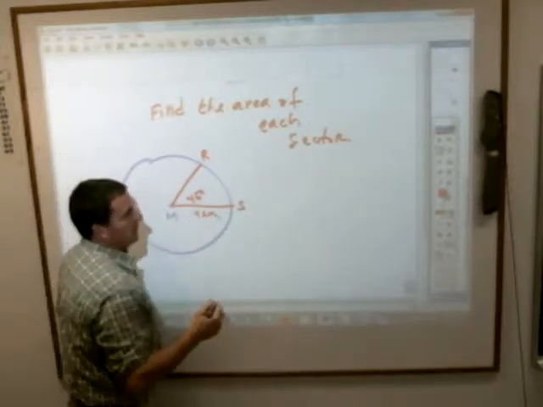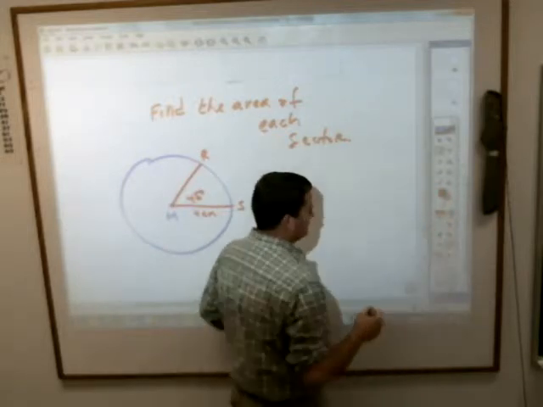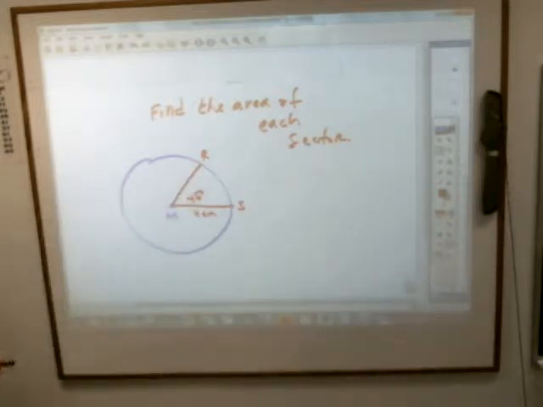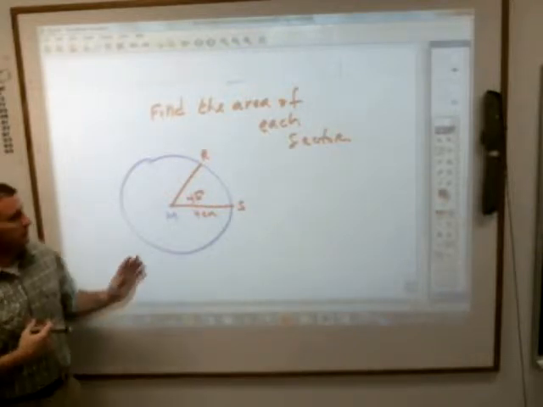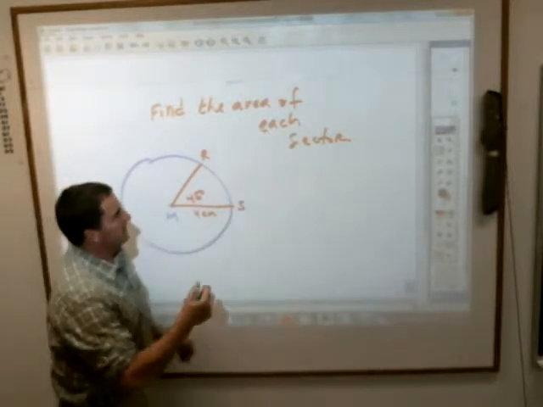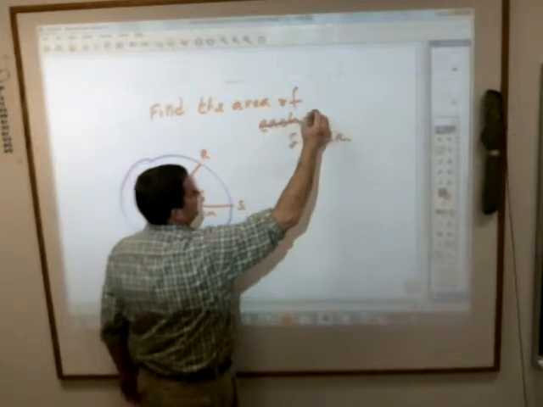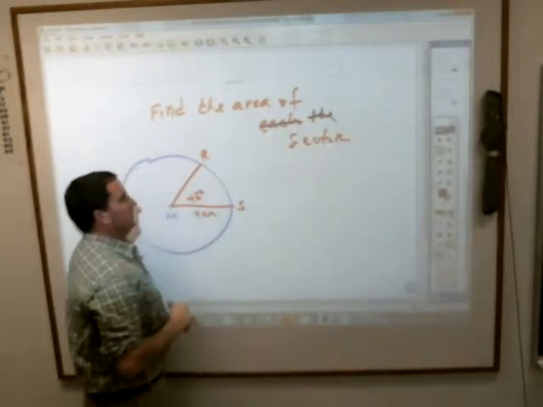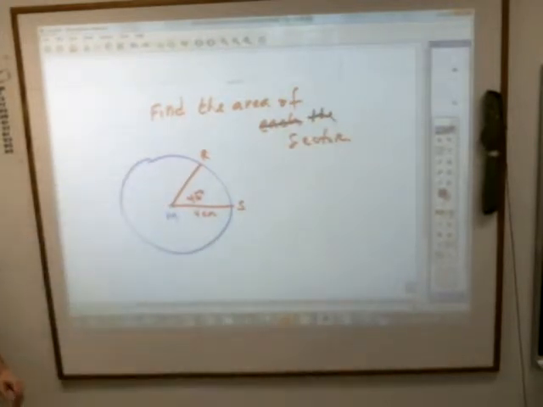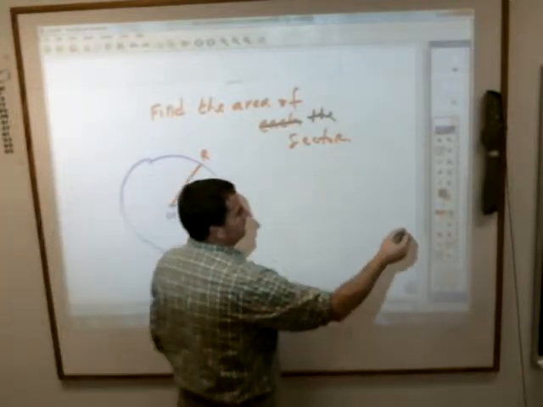We're talking a little bit of upper level math here, kids. So, the area of each sector. Well, I've got a second problem here. Let's just change this to the sector. Okay, when I'm talking about the sector, what am I talking about? Somebody help me out here. I already told that. Alex? I'm looking for the area of what?